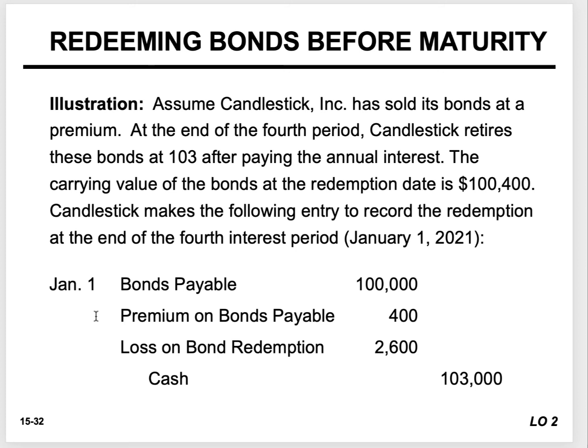They tell us that the carrying value of the bonds is $100,400. That means that the bonds payable is $100,000. That $400, that's the premium on bonds payable. I'm redeeming the bonds before maturity, so I need to get rid of that premium on bonds payable, so I debit it. Then I need to calculate, did I have a loss on bond redemption? Yep, sure did. I paid out $103,000. My books say I should have paid out $100,400. The difference, that's the $2,600. That's the loss on the bond redemption.